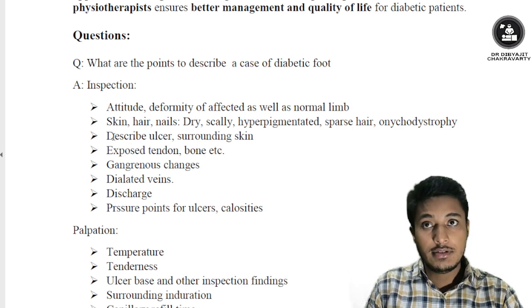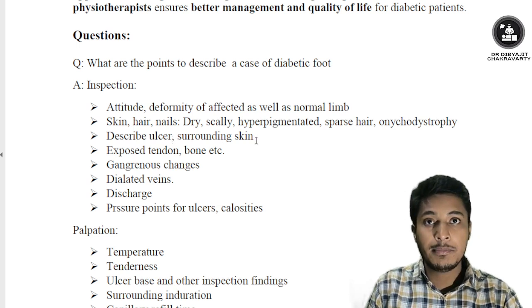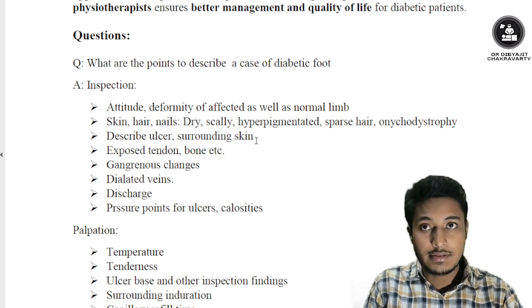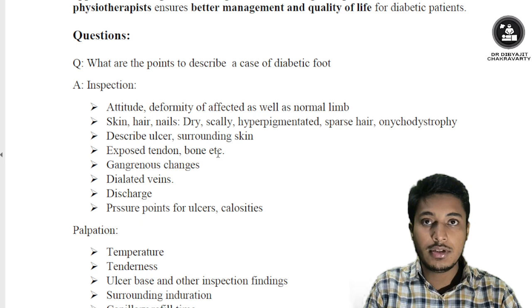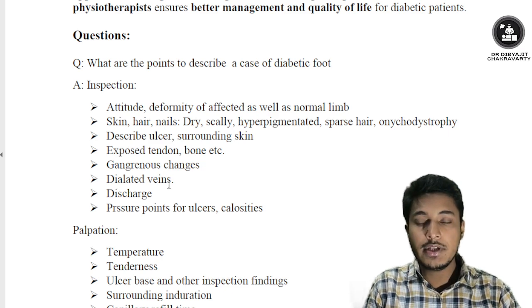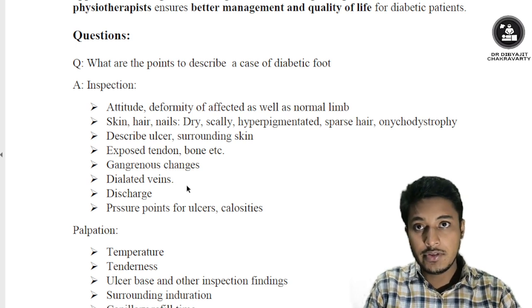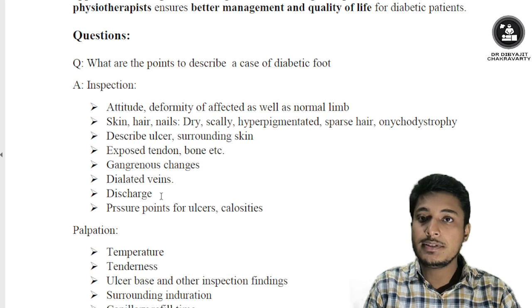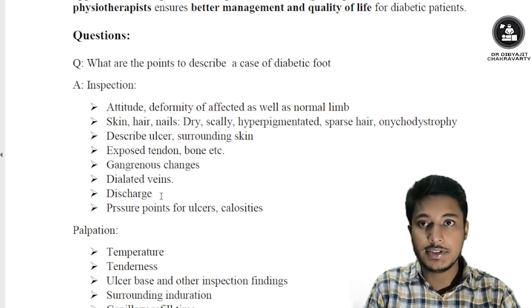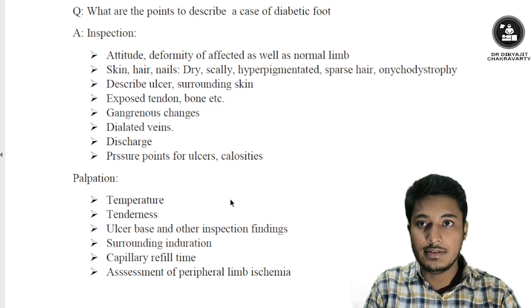If any ulcer is present, then we have to describe the ulcer. Also, the surrounding skin, whether any hyperpigmentation or induration, also has to be mentioned. Exposed tendons and bones if visible. Gangrenous changes and its level has to be mentioned in inspection. Presence of any dilated veins and its level, and whether it is present in the greater saphenous or lesser saphenous vein territories. Presence of any discharge, whether serous, seropurulent, purulent, or hemorrhagic. We should also look for the pressure points for callosities and ulcers.